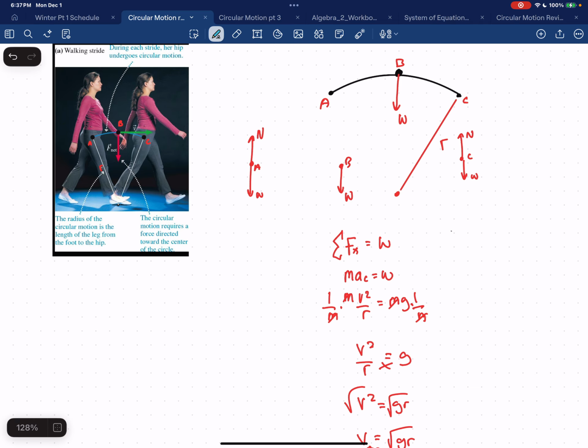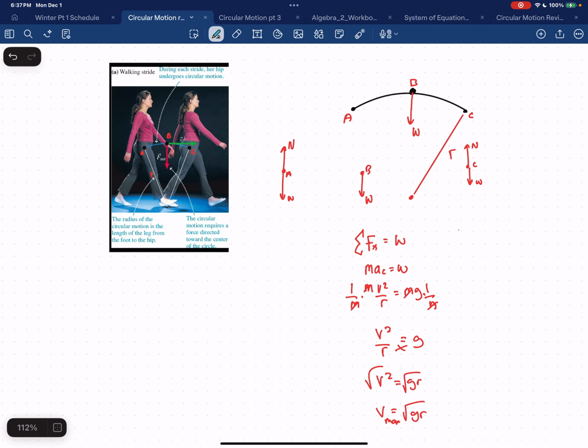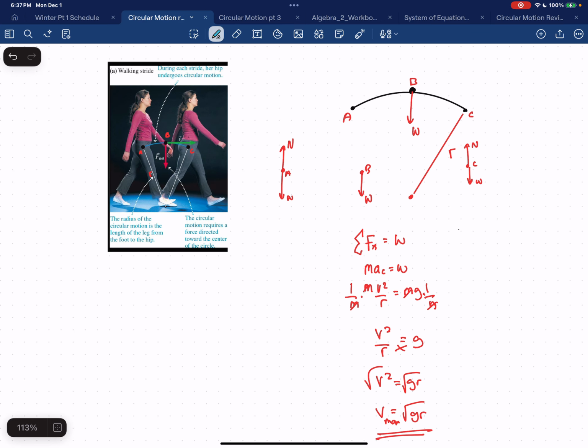The context matters, because there are times, as we'll see in this video, when the normal force being 0 will actually give us the minimum speed. But here at the top, it's clear that we have the maximum speed during our stride. So it's just one way to find the maximum walking speed.